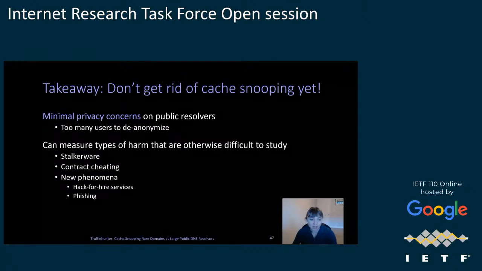Furthermore, contract cheating is difficult to study because students are just not honest about whether or not they've bought cheating software. And then there's other phenomena which we didn't get a chance to measure very well, which we would like to look into more in the future, such as these new hack-for-hire services and phishing, which by all accounts is quite common, but we would like to see how much of it is happening in various places around the world.